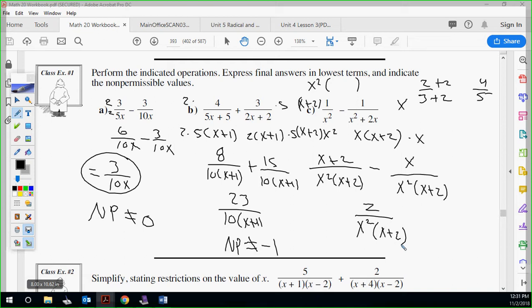And we're going to state our non-permissibles to finish, and I'll take any questions. Non-permissibles are what? 0, negative 2. Yep, 0, negative 2. Okay, any questions? We're good? Okay.